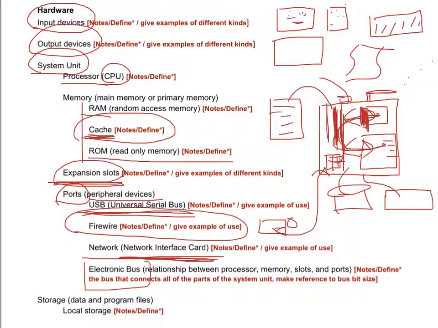The electronic bus. Inside here in the circuitry, and there's more than one, but I'm just going to draw one. This electronic bus allows everything to communicate. It's the road in there that everything communicates on. So we talk about the relationship between the processor and memory and the slots and the ports. They all connect via the electronic bus.